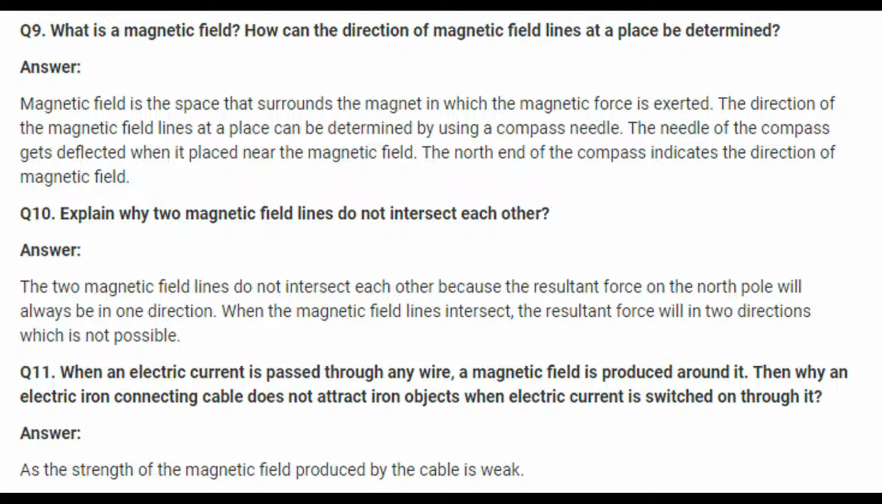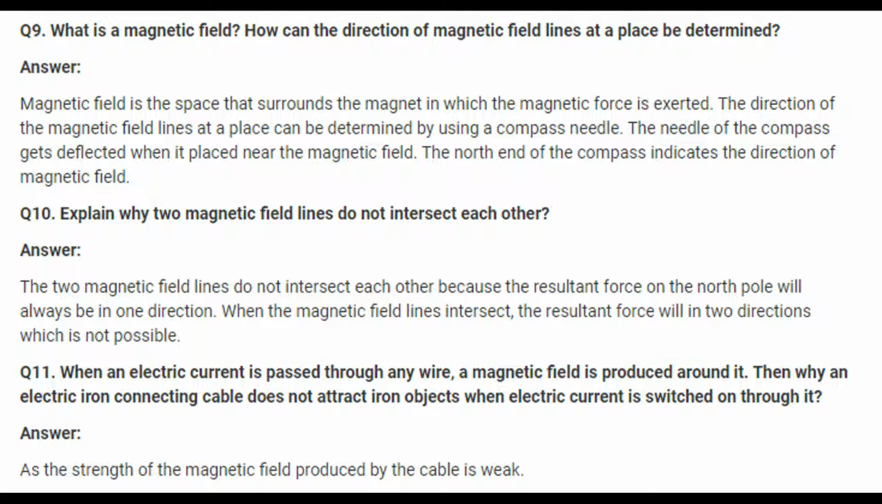Solution. Two magnetic field lines do not intersect each other due to the fact that the resultant force on the North Pole at any point can be only in one direction. But if the two magnetic lines intersect one another, this means that the resultant force on a North Pole placed at the point of intersection will be along two directions, which is not possible.